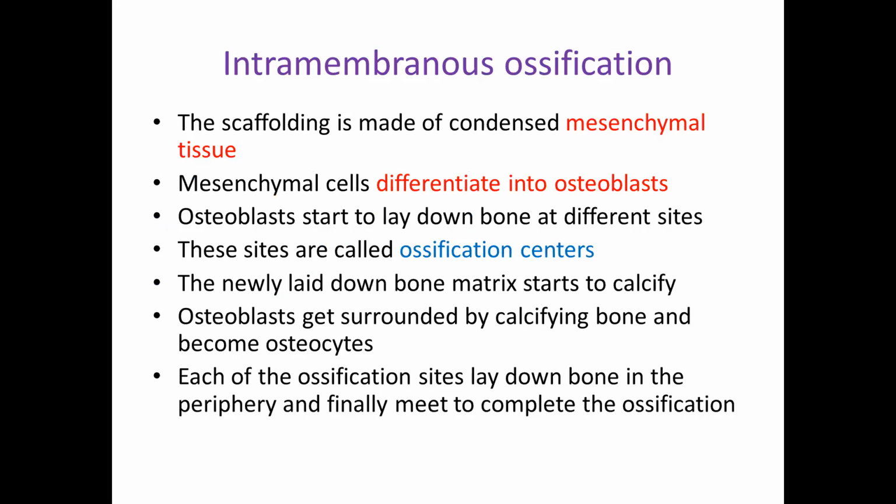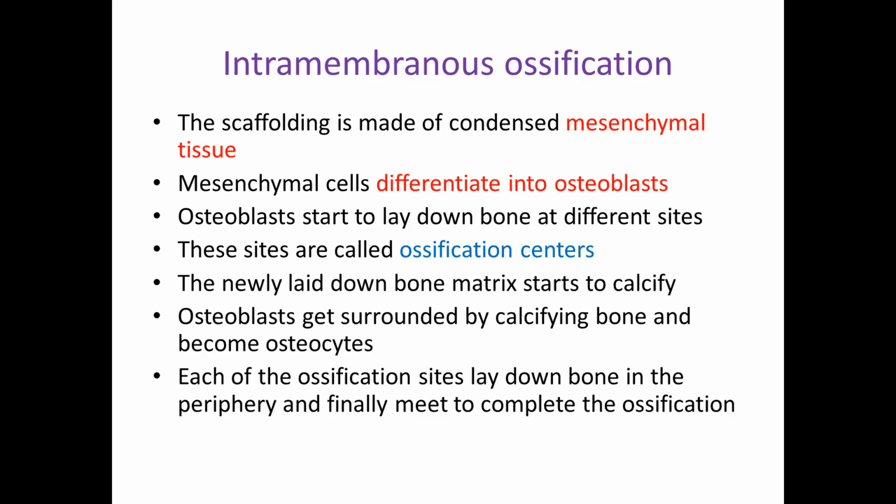Let's talk about intramembranous ossification first. The scaffolding is made out of condensed mesenchymal tissues. Mesenchymal cells then differentiate into osteoblasts. The osteoblasts start to lay down bone at different sites. That means the osteoblast secretes the matrix and the fibers that form the bone. And later the matrix gets calcified. These sites where osteoblasts start to lay down bone are called ossification centers.